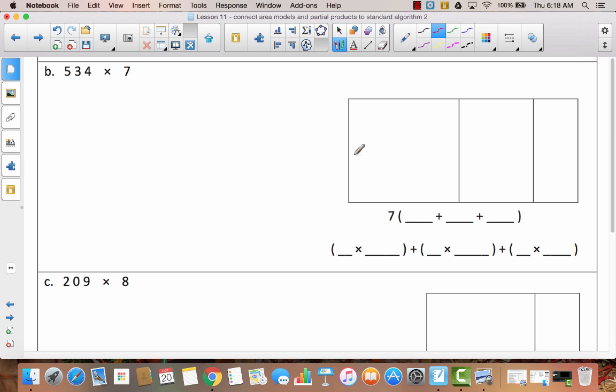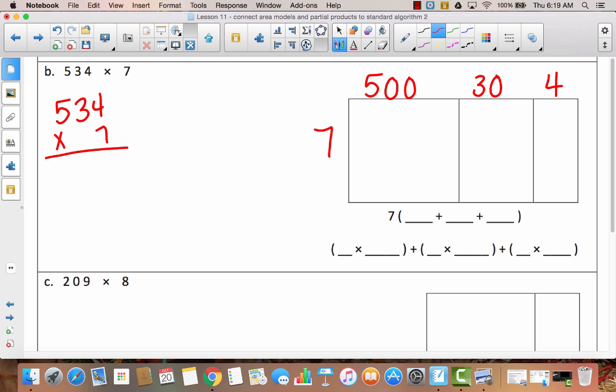All right, so let's take a look at B. We've got 534 times 7. I'm going to go ahead and write that over here to get ready for my partial products. 534 times 7. Now let's come over here and fill out our area model. So we know the width is 7, and we know that this big area is 500, and then we have this little section has a length of 30, and this small section has a length of 4.